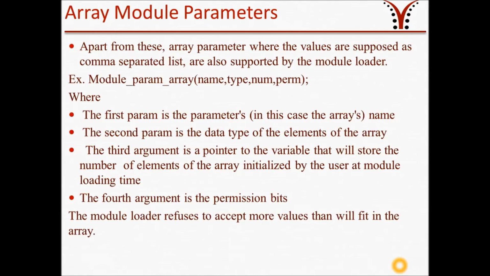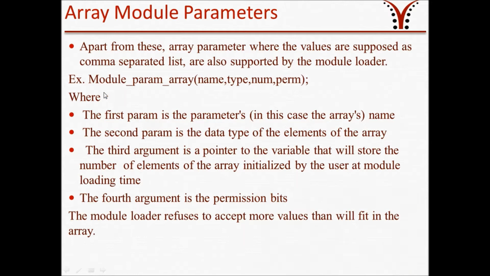Coming to our final topic, array module parameters. We have discussed module_param, so this is a bit more advanced one, where this allows an array of values to be passed while insmoding your kernel module. As a part of this array module parameter, we pass all these parameters as a comma separated list.